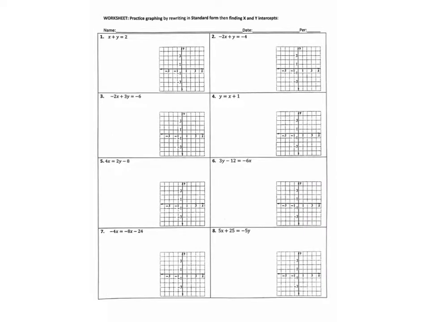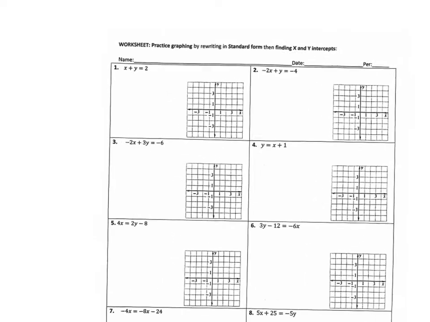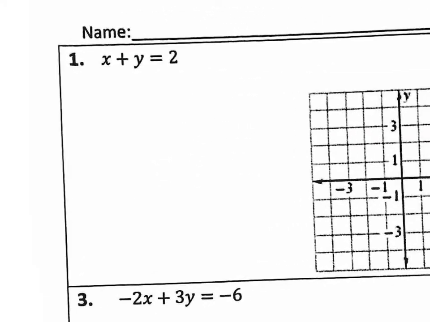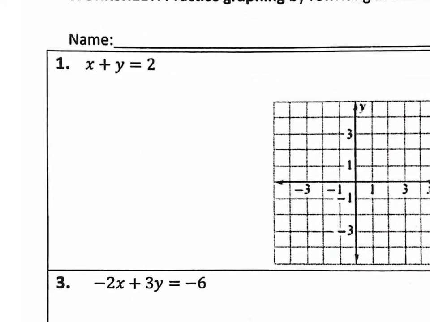On the back side of this handout, we have some practice graphing by rewriting in standard form, then finding the x and y intercepts. So, think about question 1. If I asked you to graph it by changing it to function form and then doing an xy table, that would take a long time. You'd first have to get y by itself, so you'd have to move x over. You'd have to make an xy table. You have to plug in 3 easy numbers like 0, 1, and 2. That's like 3 different math problems.